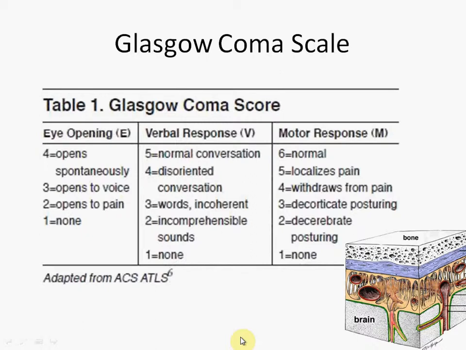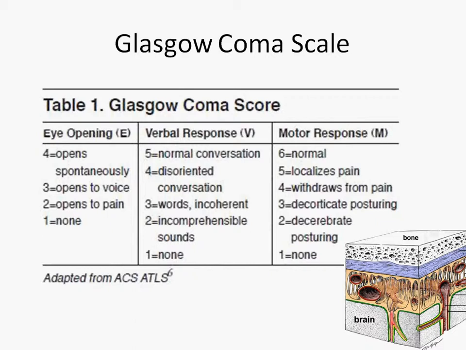And here we are. You can look this up in any textbook online to tell you in more detail exactly how many points are scored. I think for the eye opening and for the verbal response, it's pretty simple. For the motor response, I think this is sometimes where there's a little bit of difference between users, or a little bit of confusion sometimes with students. So 6 would be a normal response. Can you lift your right hand? Can you poke your tongue out? Can you lift your left foot?